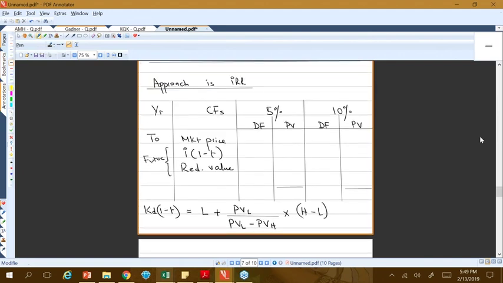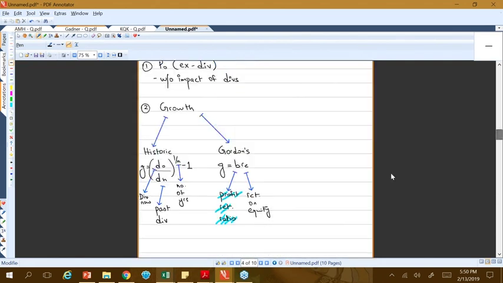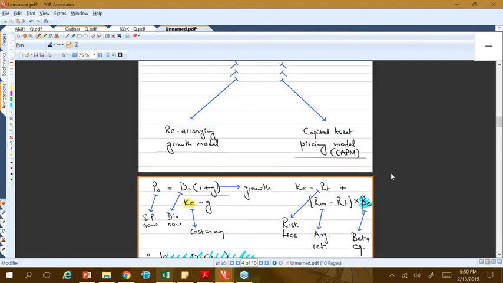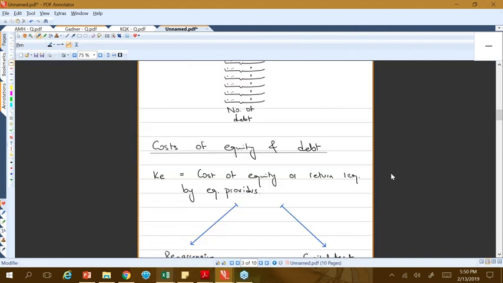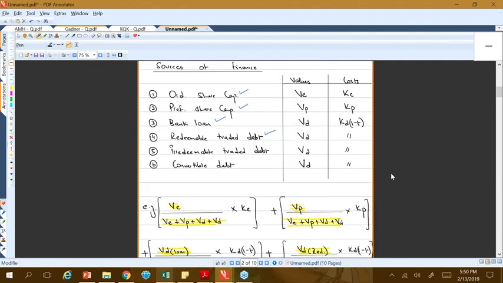So we've got everything ready for our question. I'm just going to do a little recap of things so that we are starting on the right track together. These are all the sources of finance which can be there in your exam. I'm going to do a question which uses the first four sources of finance: the ordinary share capital, preferred capital, bank loan, and redeemable traded debt.